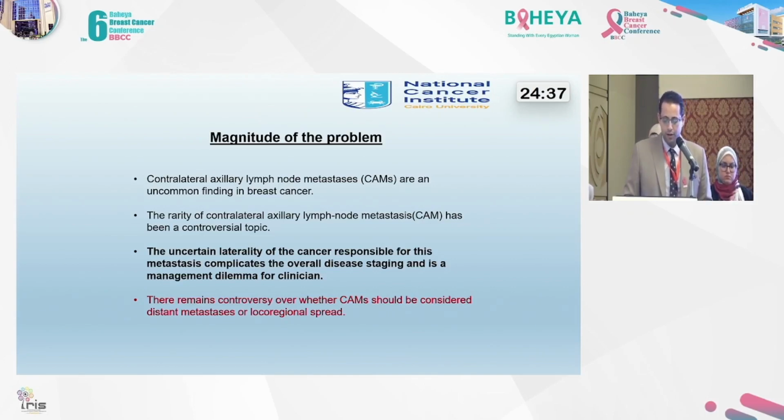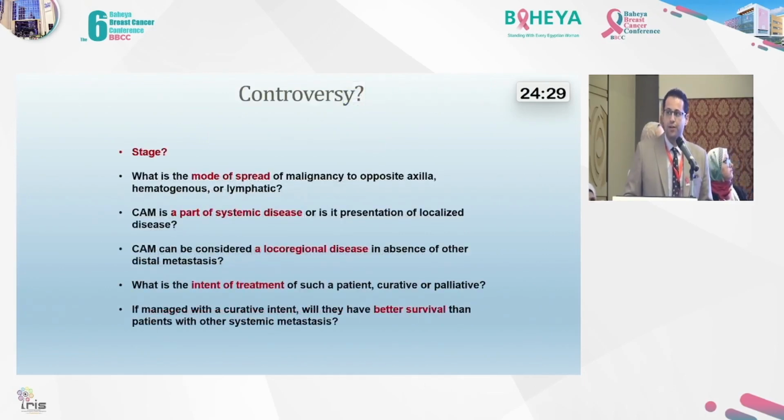There remains controversy over whether contralateral axillary lymph node should be considered a distant metastasis or a loco-regional spread. The controversy is also about the mode of spread of malignancy to the opposite axilla, either hematogenous or lymphatic. Is contralateral axillary metastasis part of a systemic disease, or a presentation of a localized disease in the contralateral breast? Can we consider it a loco-regional disease in the absence of other distant metastases? What is the intent of treatment of such a patient, curative or palliative? And if we manage with a curative intent, will they have a better survival than patients with other systemic metastases?